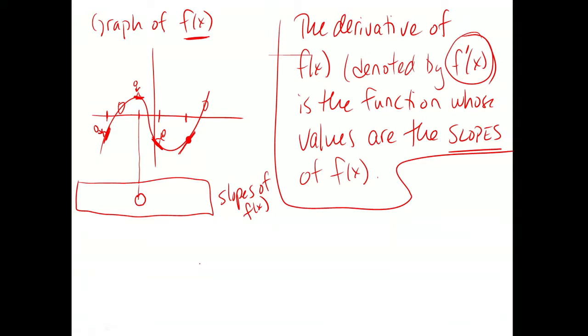Where is the slope positive? In other words, where is the graph uphill? Where is the graph downhill? That would be the slope being negative. And where is the graph flat? That would be where the slope is 0. And those are pretty easy to pick off.